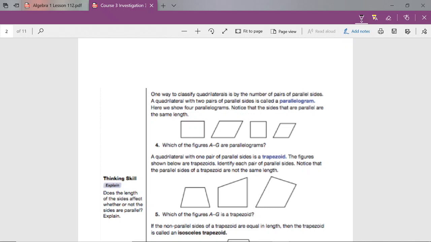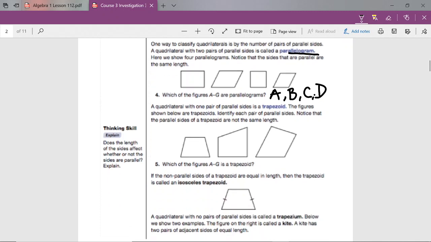A quadrilateral with two pairs, here's a vocab term, is called a parallelogram. So here we have 4 parallelograms. Notice that the sides are all parallel. So which of the figures had those two pairs of parallel sides and therefore is a parallelogram? Well, we figured out that A, B, C, and D are all actually parallelograms.